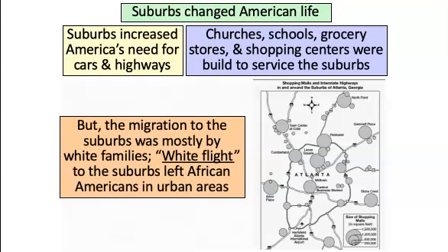Now, the migration to the suburbs, however, was mostly white families. White flight to the suburbs left African Americans primarily in urban areas. And in addition to this, not only was it that African Americans couldn't necessarily afford to move to the suburbs, many of them could, but local laws as well as real estate agents often used what was called redlining to prevent African Americans from moving to certain suburban neighborhoods.